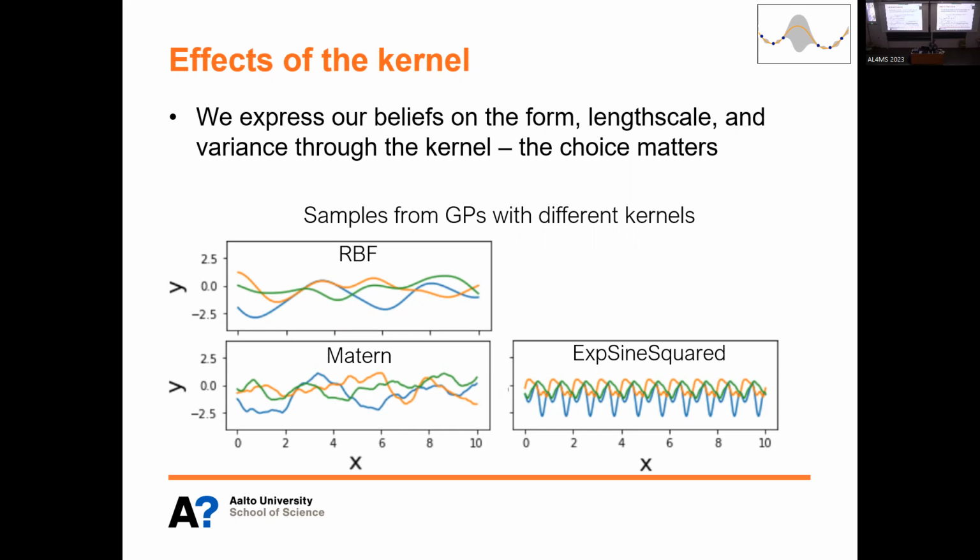So here you can see samples of GPs with different kernels. Here you have the radial basis function kernel that you saw earlier. Here you have two other kernels, Matern and exponential sine squared kernel. So these are samples from GPs that have different kernels.